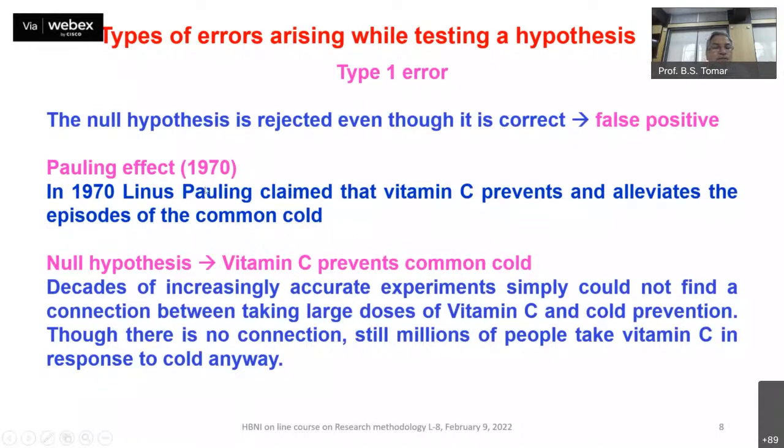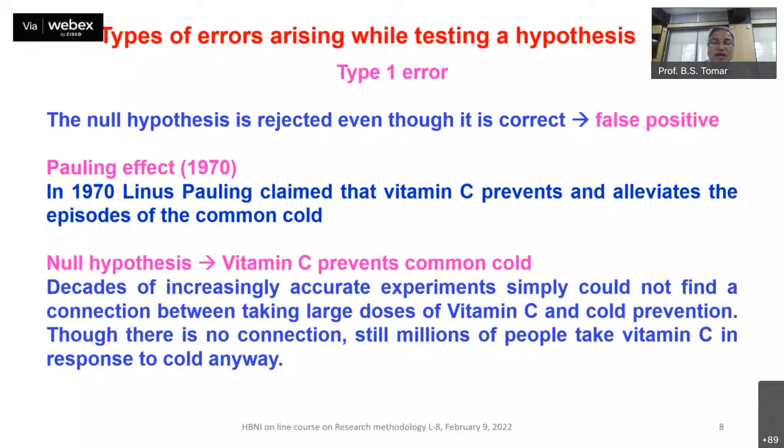And subsequent to this claim by Pauling, there have been so many studies with very accurate measurements to see whether vitamin C prevents common cold or not. After decades of experimentation, they could not find a connection between taking large doses of vitamin C and prevention of cold. So there is no connection between vitamin C and preventing common cold. Still, millions of people take vitamin C in response to cold anyway. So this is called the polling effect, and it is a type 1 error.